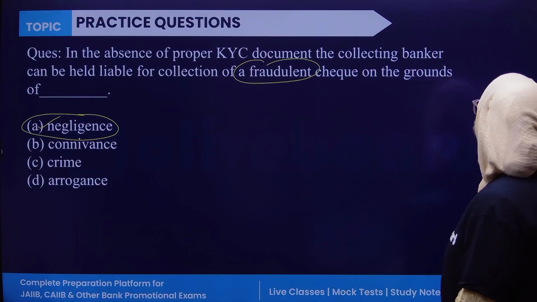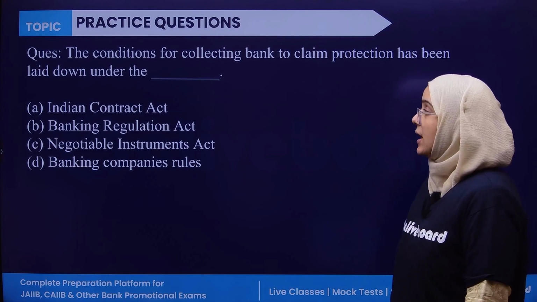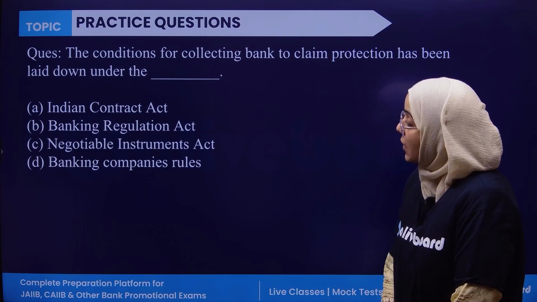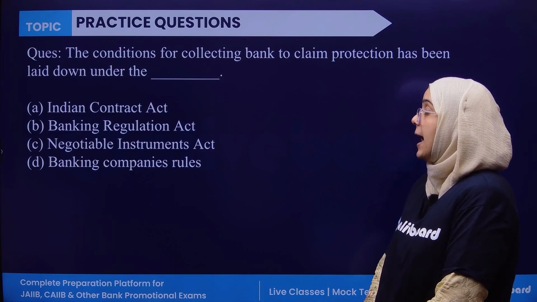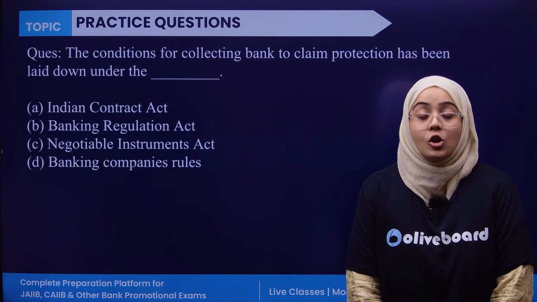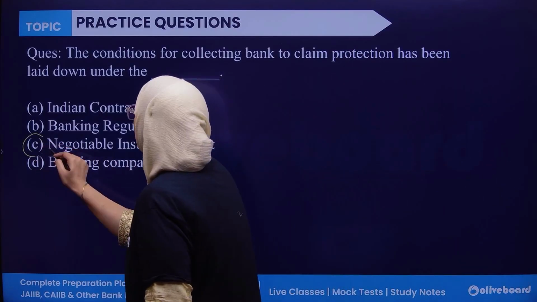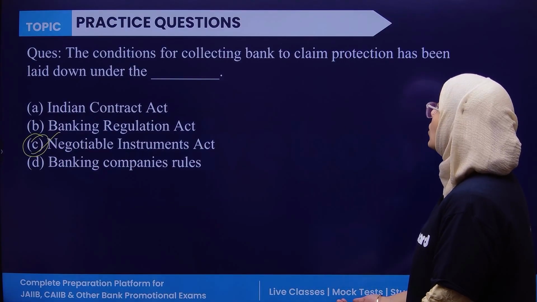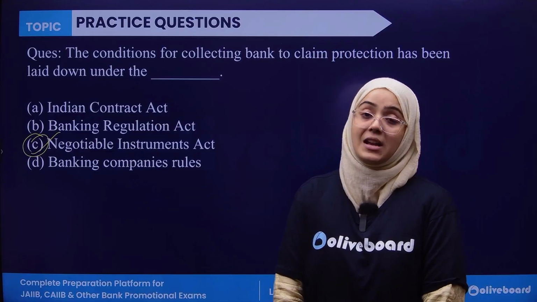Now the last question is, the condition for the collecting bank to claim protection has been laid down under what? Under which act? Indian Contract Act, Banking Regulation Act, Negotiable Instruments Act, or Banking Companies Rules? So obviously Section 131 of the Negotiable Instruments Act provides the condition for the collecting bank to claim protection. So this is the Negotiable Instruments Act.